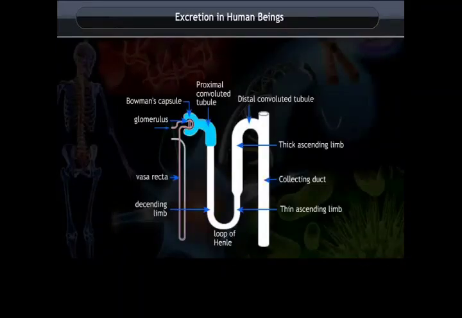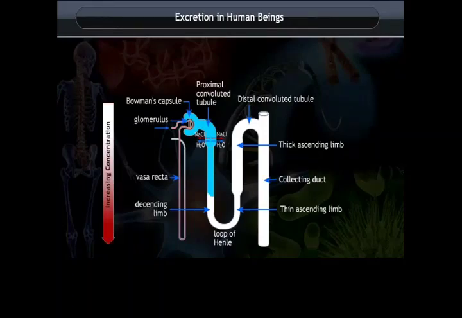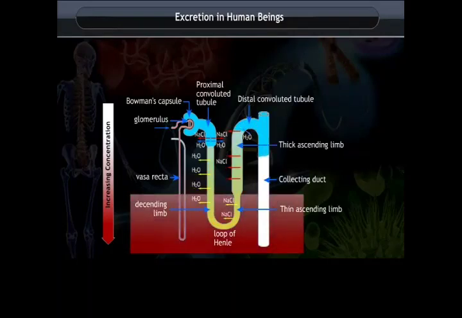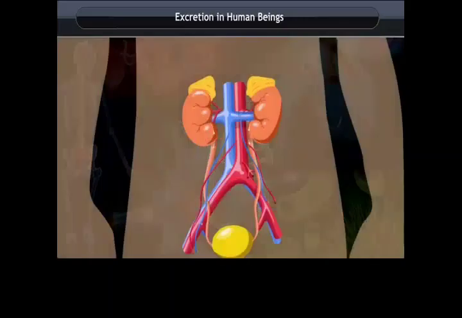Some substances in the initial filtrate, such as glucose, amino acids, salts and a major amount of water, are selectively reabsorbed as the urine flows along the tube. The amount of water reabsorbed depends on how much excess water is there in the body and on how much dissolved waste is there to be excreted.